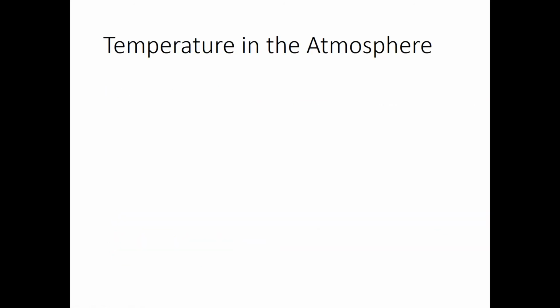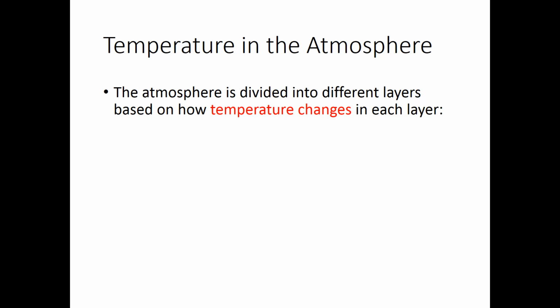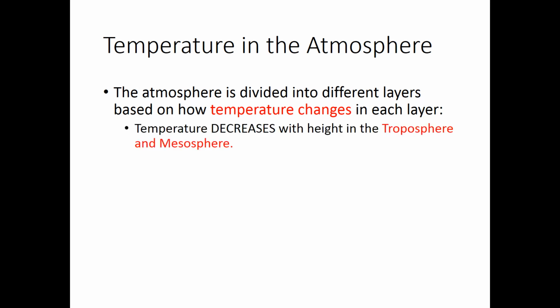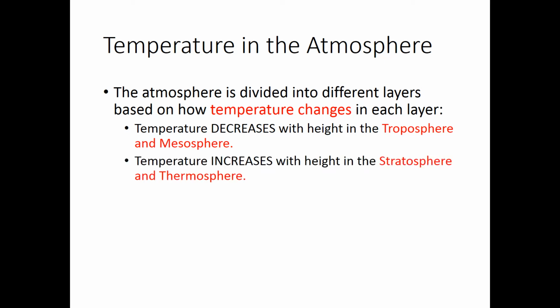Now, before I wrap things up, let me talk really quickly about temperature in the atmosphere. We define and divide these different layers of the atmosphere, troposphere, stratosphere, mesosphere, and thermosphere, by temperature changes. Temperature decreases with height in the troposphere and mesosphere, and increases with height in the stratosphere and thermosphere. So you get sort of a zigzag motion. Decreasing in the troposphere, increasing in the stratosphere, decreasing in the mesosphere, and increasing in the thermosphere.